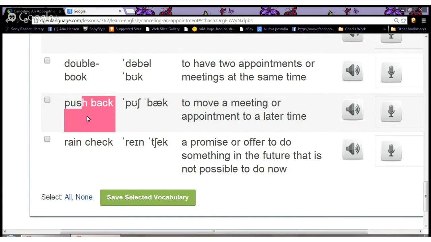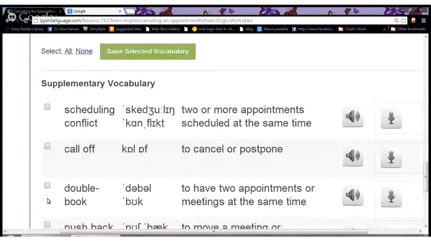Rain check is, yes, we're going to postpone it to a later day, and I promise it's going to get done. So it's a little bit stronger than postpone, because postpone is open-ended. Rain check is open-ended, but it's a little bit more secure because it has that promise of, yes, we're going to get it done. Does that make sense? Yeah. Okay, very good. Any other questions?